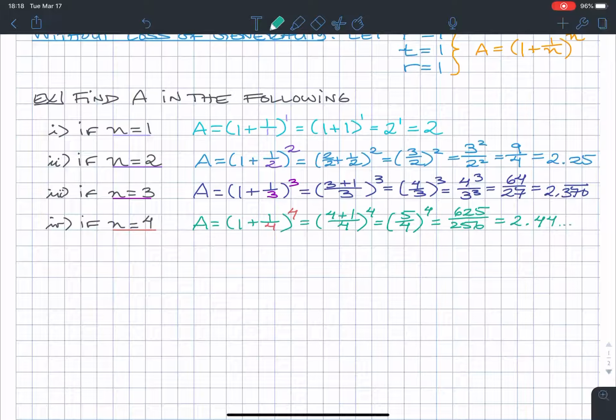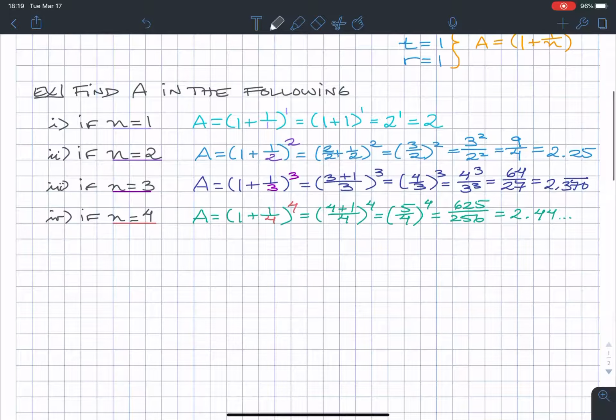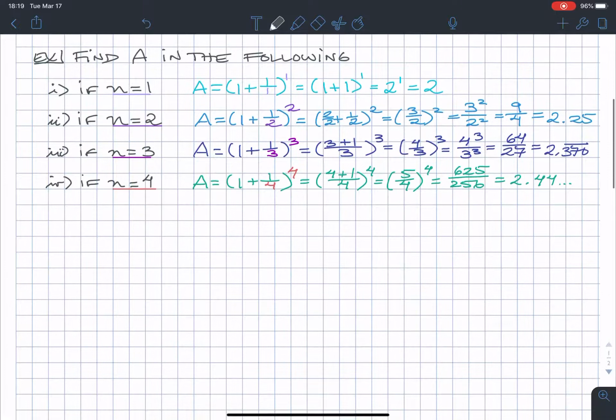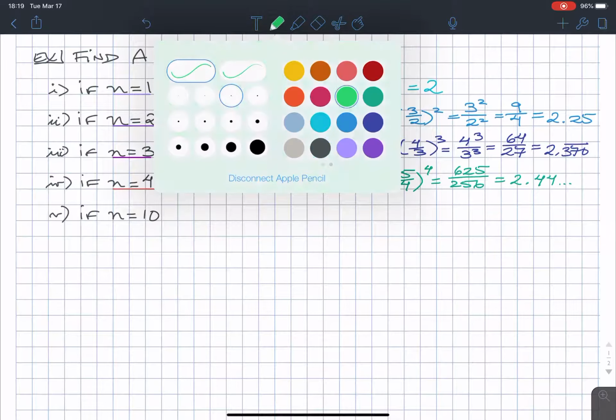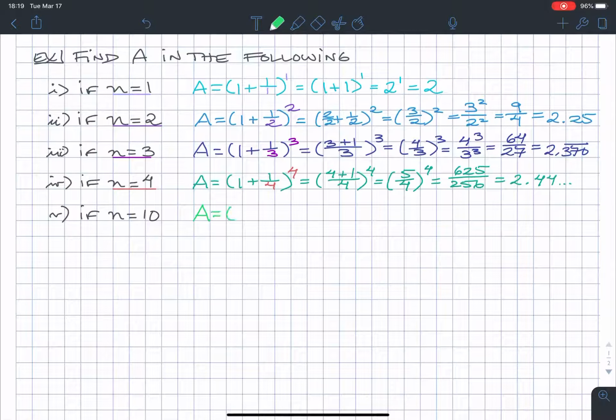It goes on, but now let's skip a bit. Notice that no matter what, it looks like I'm getting a little bit higher. My value started at 2, went to 2.25, then to 2.3, then to 2.4. So it appears as though if I keep on raising the value of n, I keep on raising the value of the amount. But let's see what happens. Now let's skip to 10. If n is equal to 10, then the amount A will be 1 plus 1 over 10.